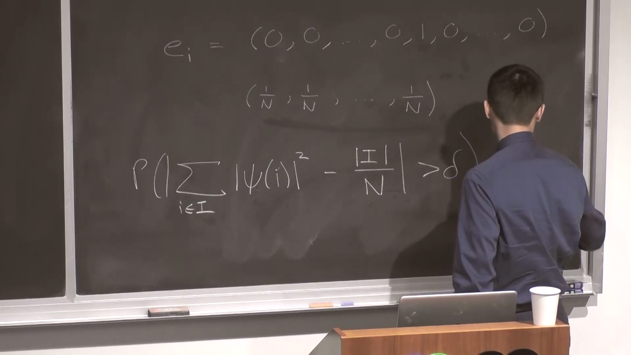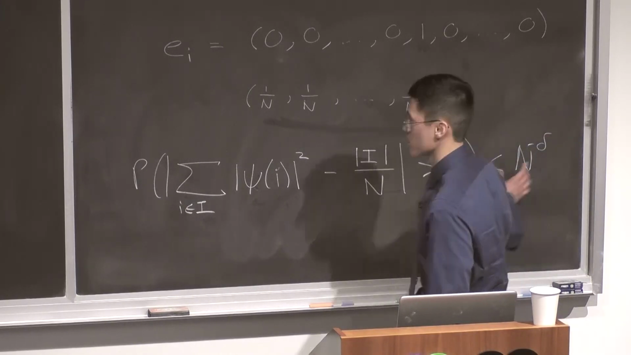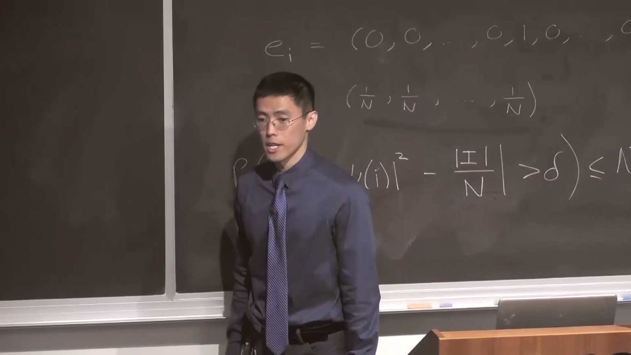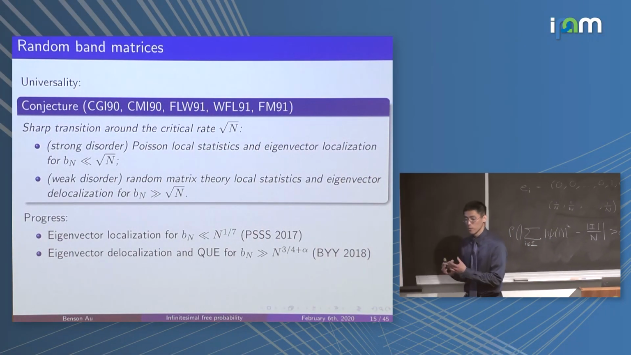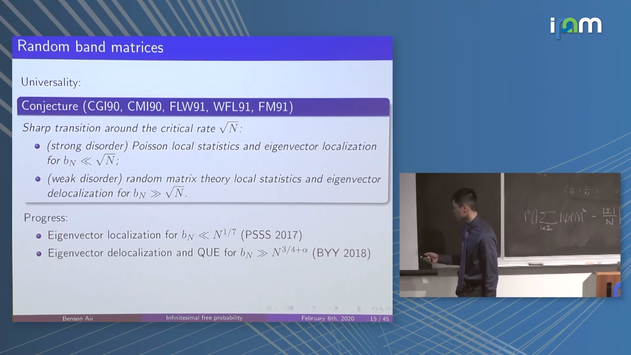I forget exactly the constant. I'll say something like that for any of the eigenvectors at the same time. So this is a uniform control on the eigenvectors, uniformly, and sort of where you look at the eigenvectors. So this is an extremely strong result.